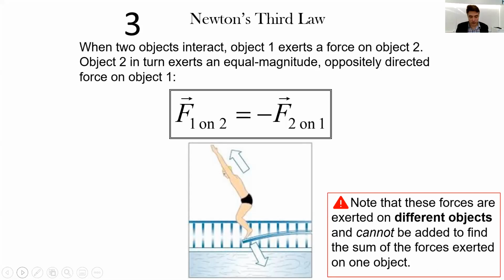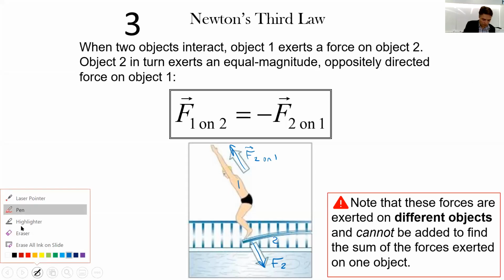So you can write this as a vector equation. F1 on 2, with a little vector sign on top of it, equals negative F2 on 1. So if object 1 is the diver and object 2 is the diving board, then this force right here is the force of 2 on 1 in that direction. There's an equal and opposite force. You draw it in a different place, but the magnitude of that vector is the same, and the direction of that vector is exactly opposite. This is F of the diver 1 on the diving board 2.